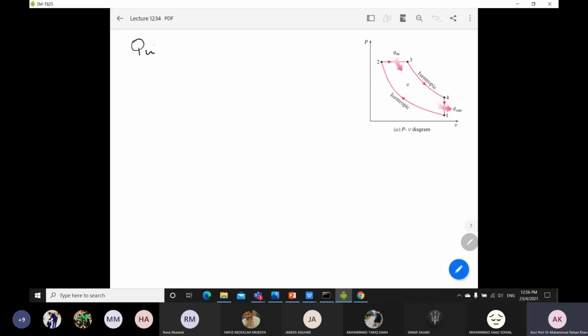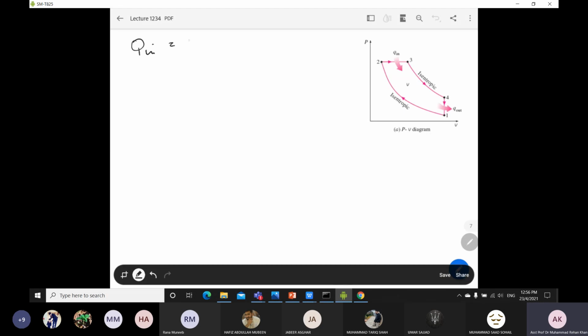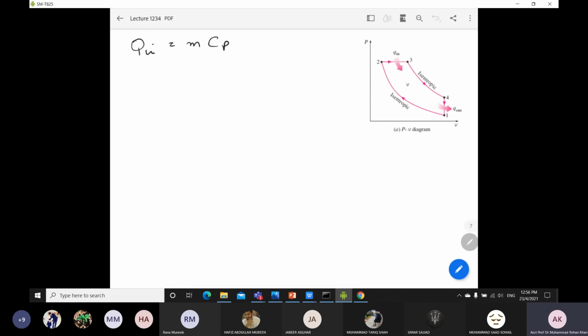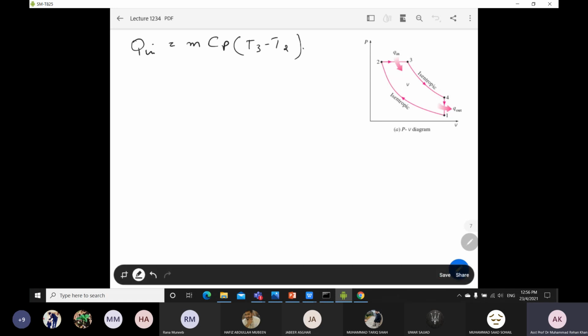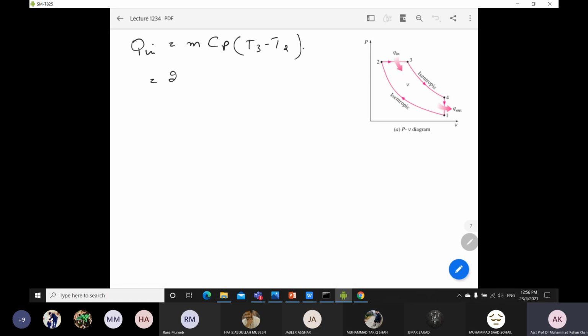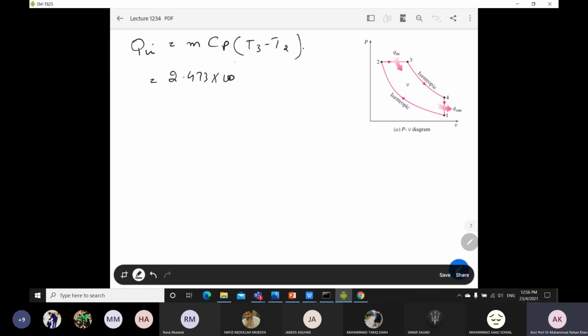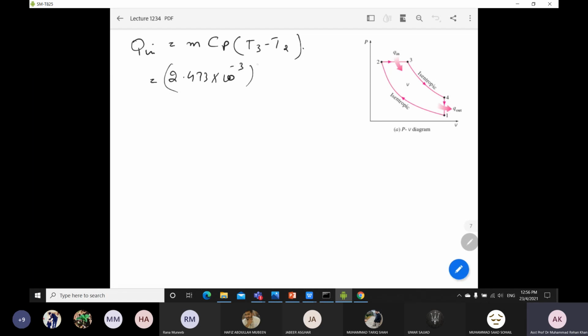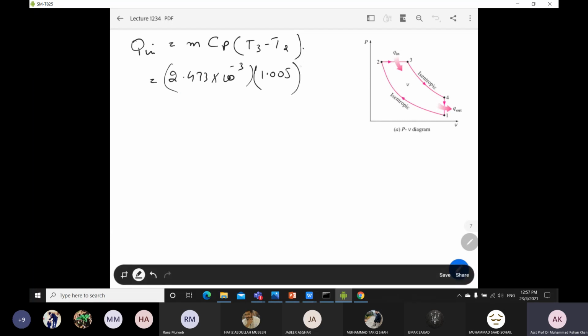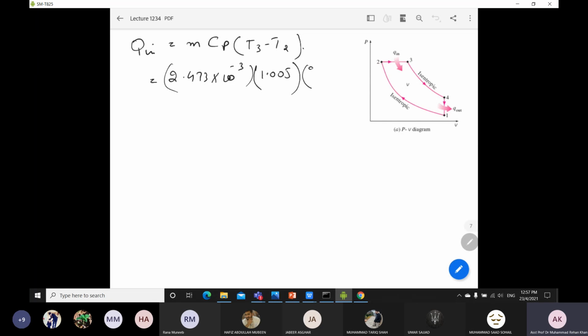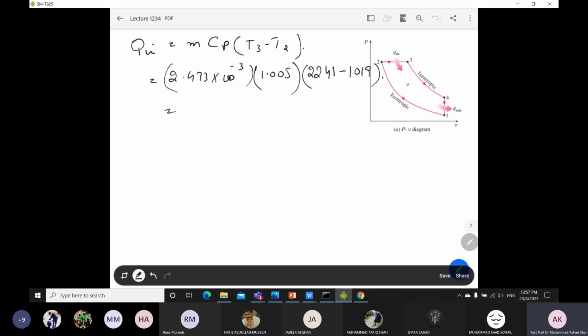Okay, so in order to find Q in, because we have to find W net, its equation is m Cp (T3 minus T2). Because it is in kilojoules, we also have to multiply by the mass fraction. The mass fraction we already found: 2.473 × 10^-3 kg. The Cp value is known to us from Table A2, or you can remember it, 1.005. The T3 value, 2241, is known from the previous steps, and we also found the T2 value in the previous steps. So you can just solve it and you will get the value.